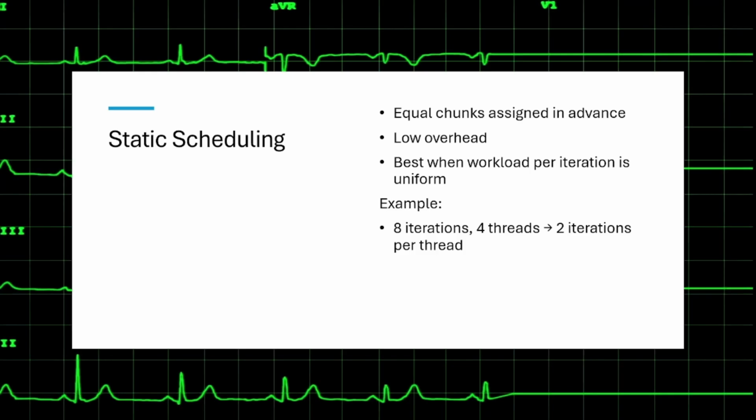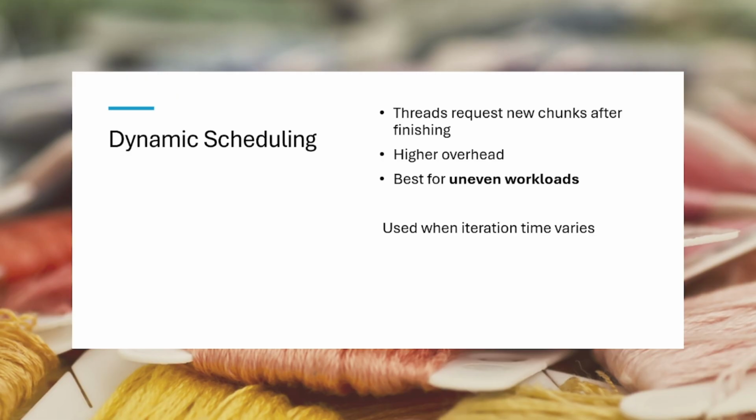If you look at static scheduling, equal chunks are assigned in advance, which is low overhead. This is best suited when the workload per iteration is uniform. For example, suppose there are 8 iterations and 4 threads; each thread would get 2 iterations. Second, dynamic scheduling. Here the threads request new chunks after finishing, and this has higher overhead and is best for uneven workloads. It is mainly used when the iteration time varies.